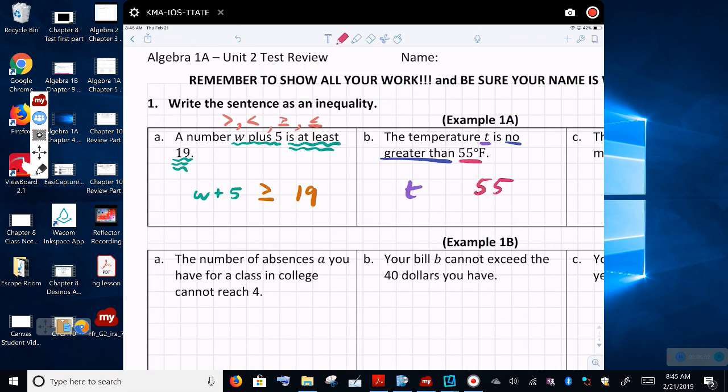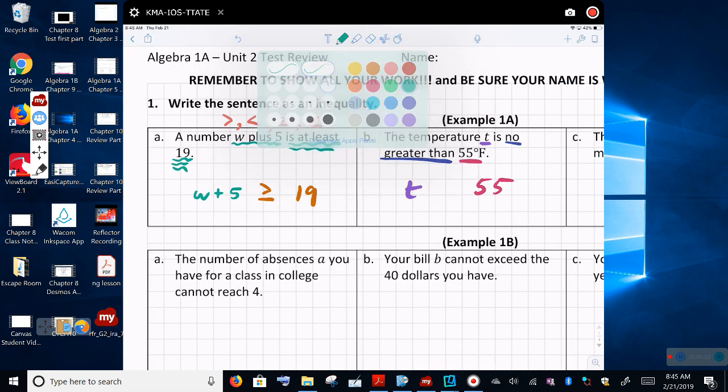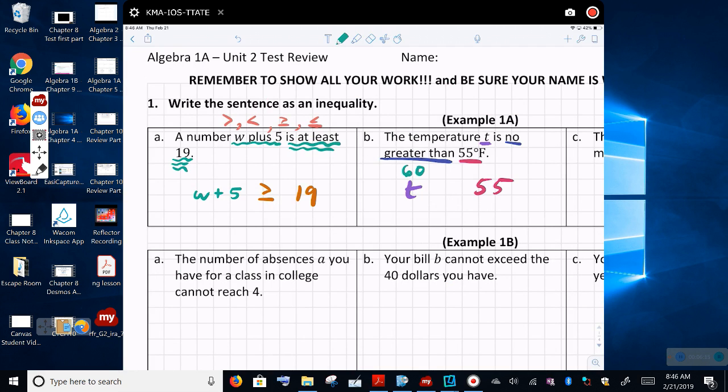So if I say the temperature is no greater than 55, and you're having trouble thinking about which way the sign opens, just try a couple numbers. Try like 60, or 56 or 54. Which one is no greater than 55? Yeah, the 54. So the 54 needs to be smaller than the 55. That helps me decide that the sign should open up towards the bigger thing, which is 55.